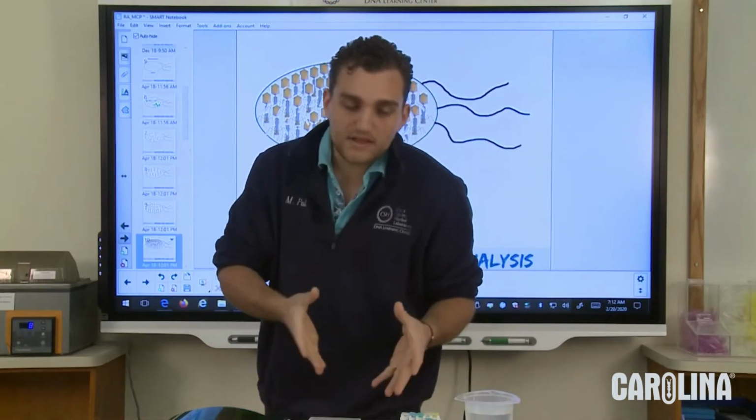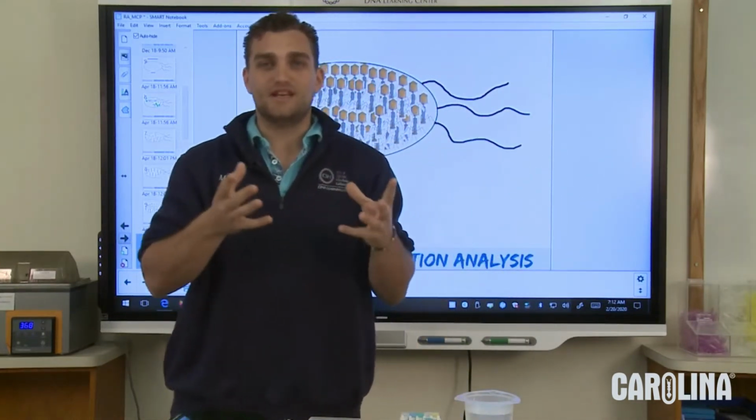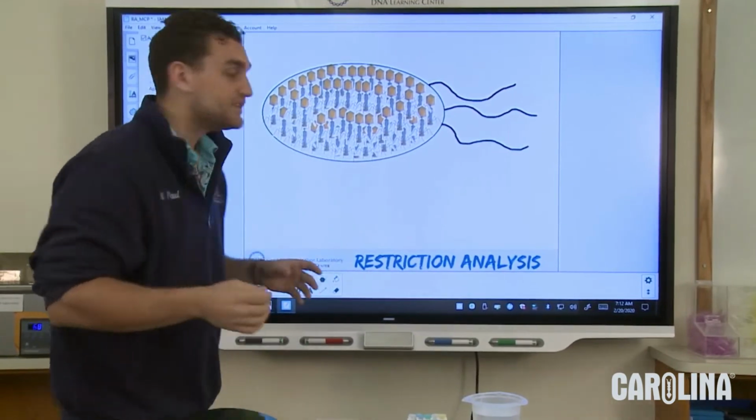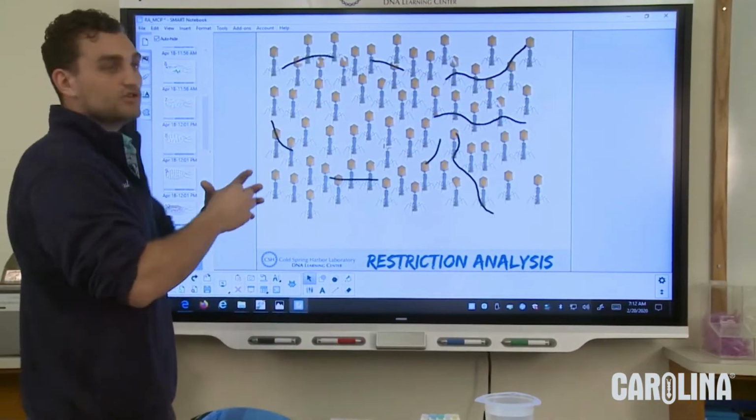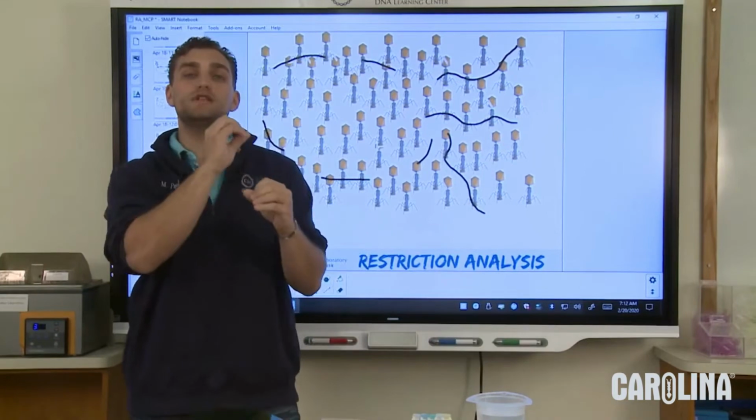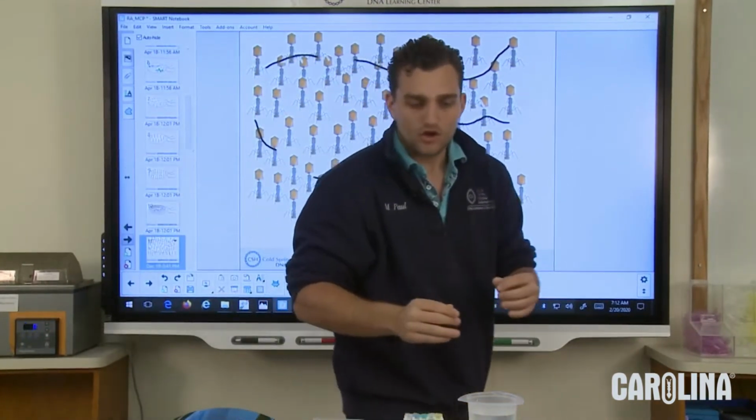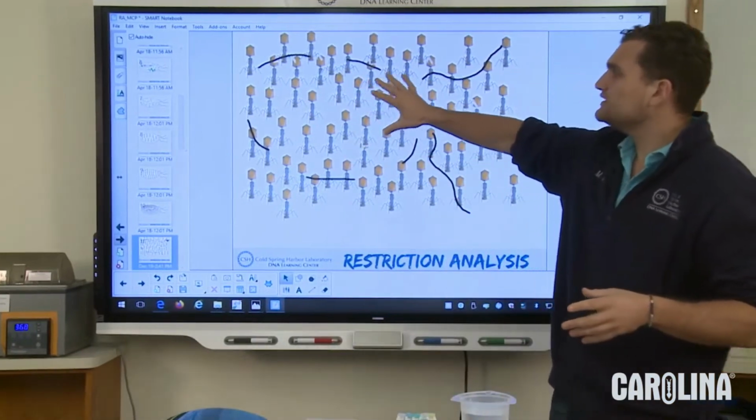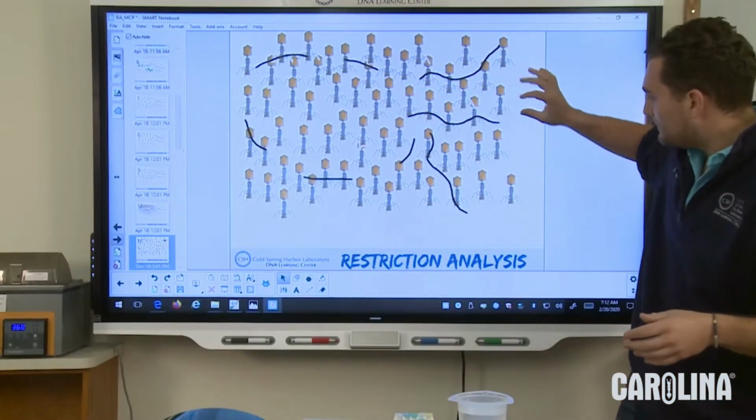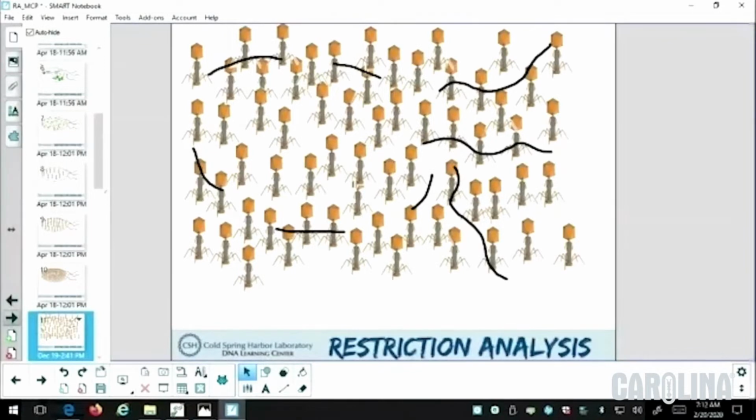Now in science, we don't say explode, we don't say pop, we don't say any of that. What we say is lyse. So the cell will lyse, which is essentially burst, and all of those individual bacteriophages can now go attack a new bacterium, and they can make this many. So this many came from one, and then each one of these can now make this many. So that is exponential growth.